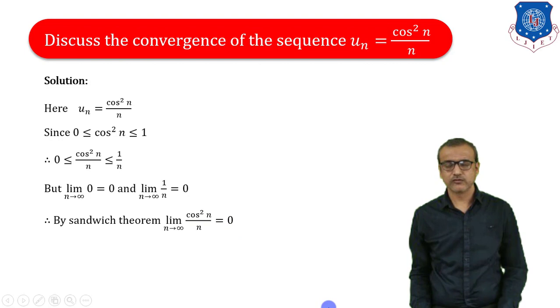So in today's lecture, we have discussed what monotonic sequences are, what monotonic increasing and monotonic decreasing sequences are, their convergence, examples related to these topics, and finally we have gone through the Sandwich theorem and seen examples based on the Sandwich theorem.